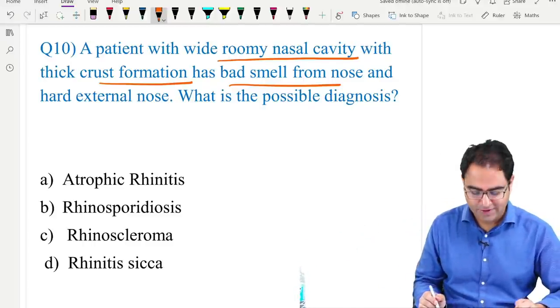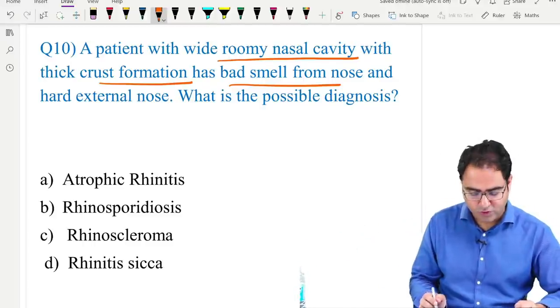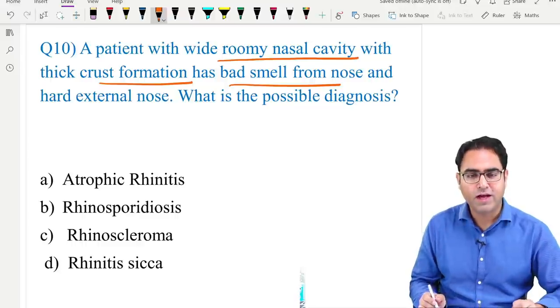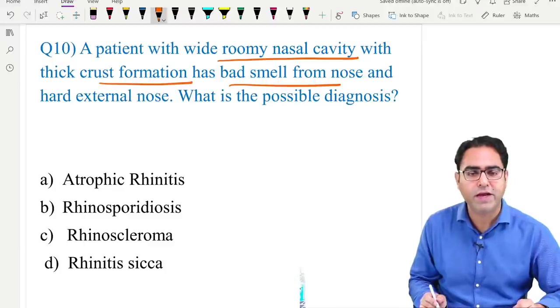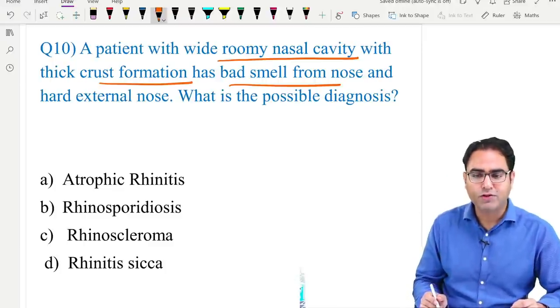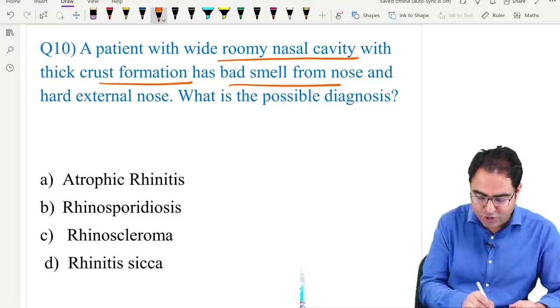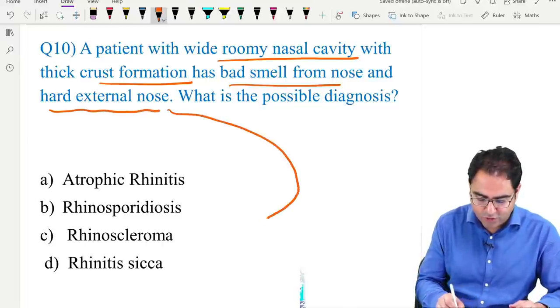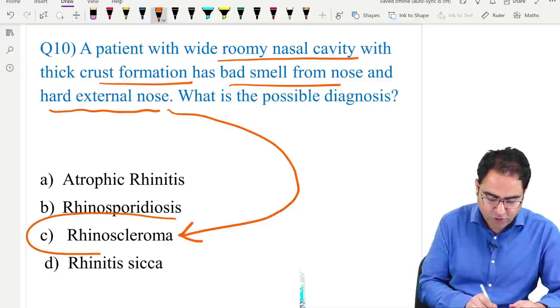What is the answer in this case? Atrophic rhinitis, rhinosporidosis, rhinoscleroma, rhinitis sicca. What is the answer, beta? Roomy nasal cavity with crust formation, bad smell from the nose. The answer of this question is not A, beta. That's why hard external nose is also there. The answer is rhinoscleroma, beta.